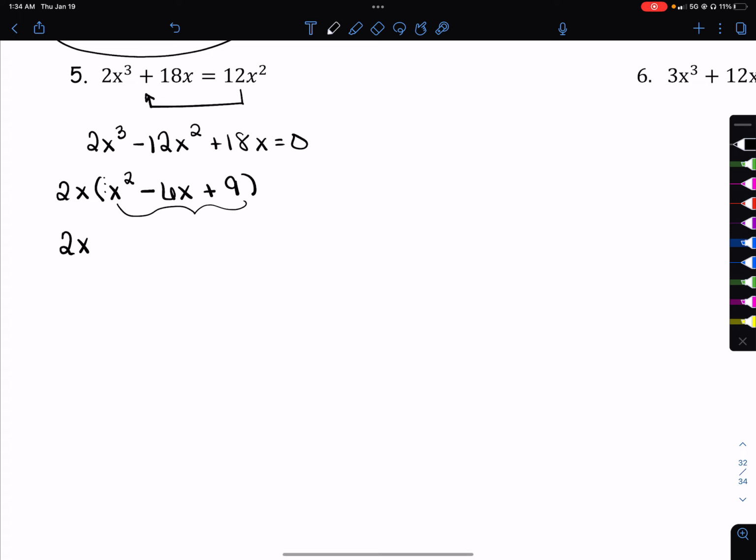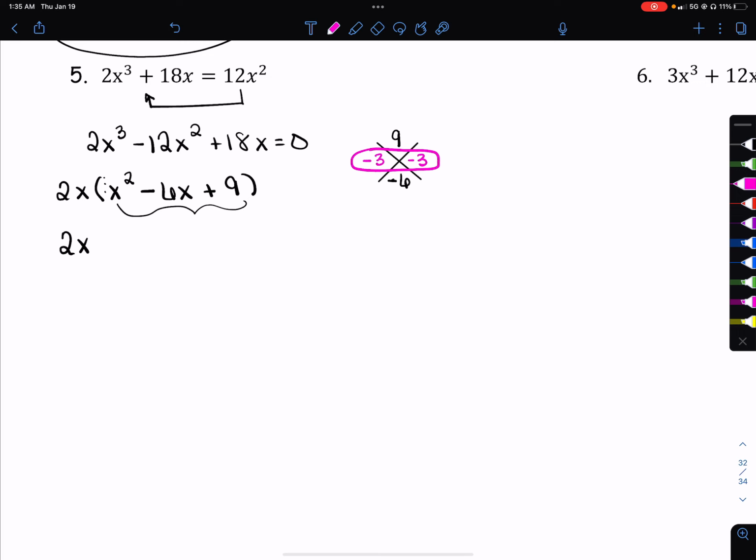This is a trinomial. Fortunately, a is 1 again, so that makes it a little easy. But when it's a trinomial, let's go ahead and use the big X. So the number that goes on top is 9. The number that goes on bottom is negative 6. Two numbers that multiply to 9 that add to negative 6 would be negative 3 and negative 3.